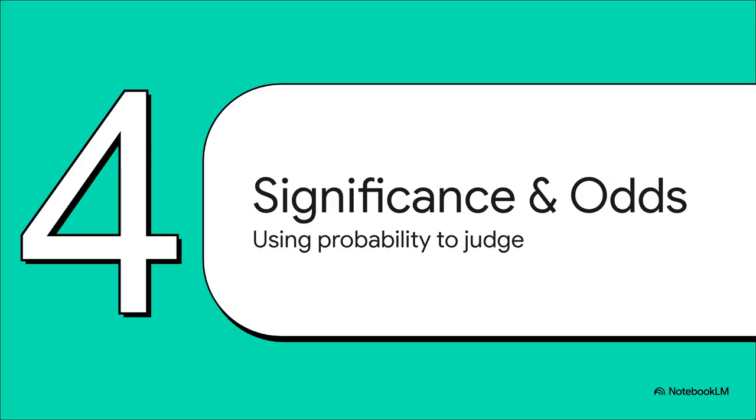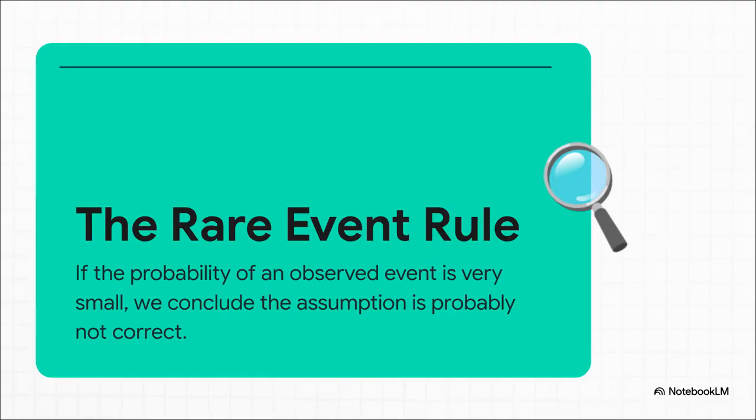You know, getting the number is only half the battle. In this last section, we're going to talk about how we use these numbers to make judgments, to decide if something is statistically significant, and to really understand the difference between true probability and the odds you might see at a casino.